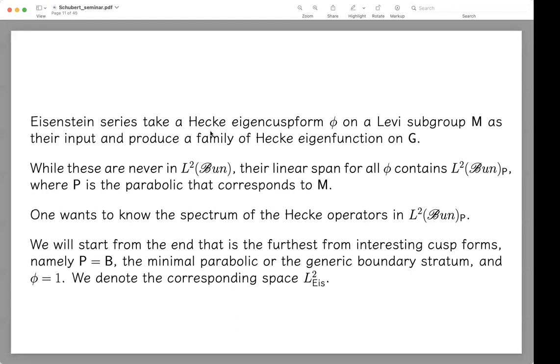And today we will start from the end. I already said that Eisenstein series is a procedure that starts from a cusp form on the Levi subgroup of your original group and produces an interesting function on the whole group.